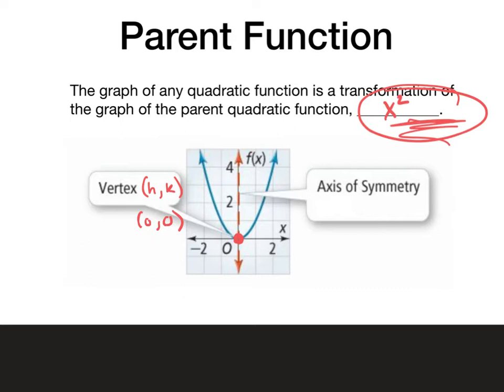Our axis of symmetry is x is equal to h. What did we say our h was? 0. So x is equal to 0 is our axis of symmetry. So for our parent function, our vertex is 0, 0, and our axis of symmetry is x is equal to 0. 4, in case you missed it the first time.